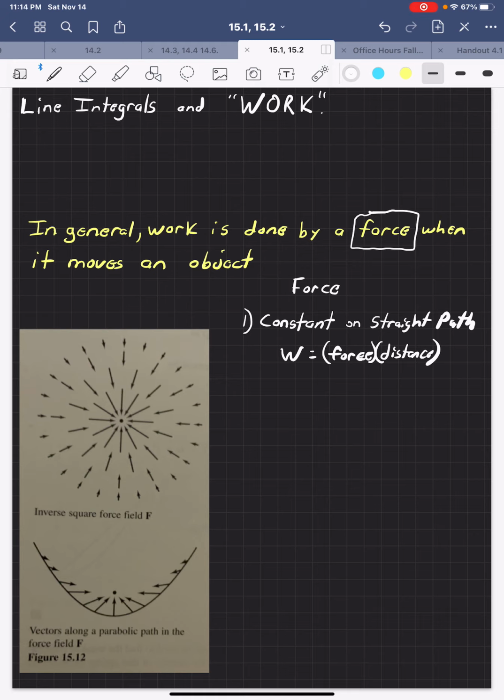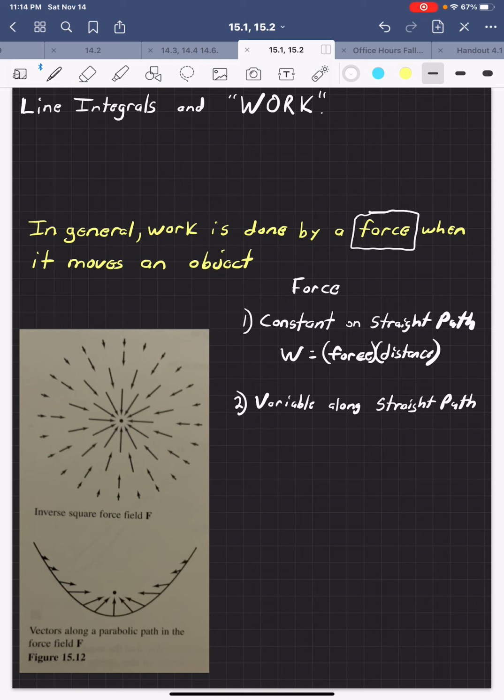So it's possible the force is constant, a constant amount of force being placed on an object on a straight path. It's possible that the force is variable along a straight path. So in that case, let's think about if you're pushing a refrigerator. It's possible that you're pushing a refrigerator on a straight path with a constant force throughout the movement, or maybe sometimes you're pushing harder than other times. So it could be variable along a straight path.